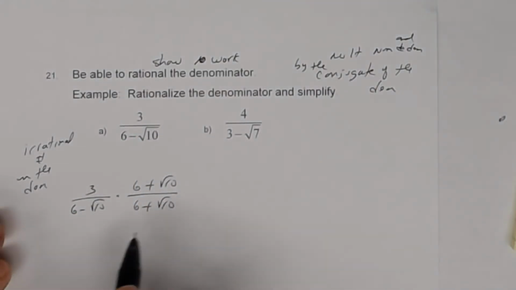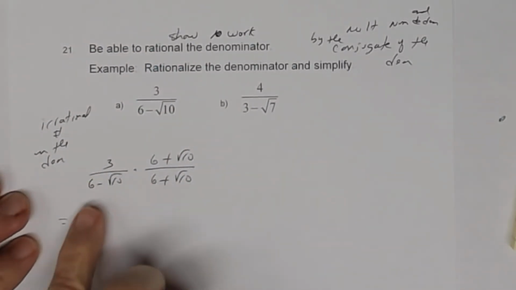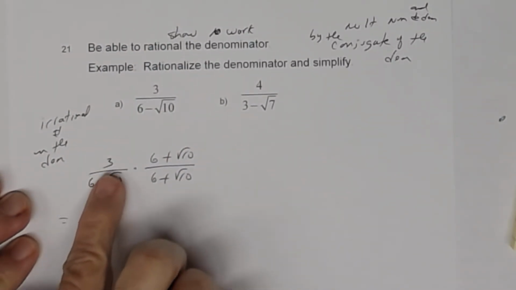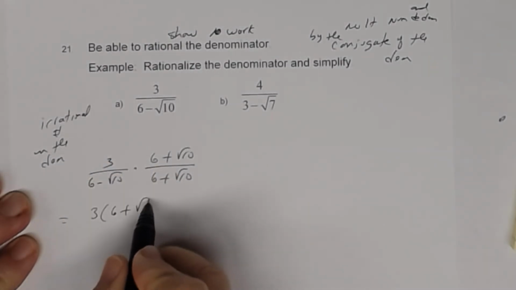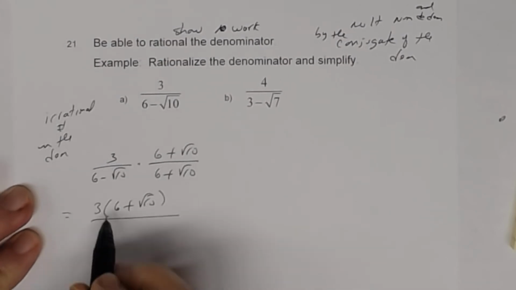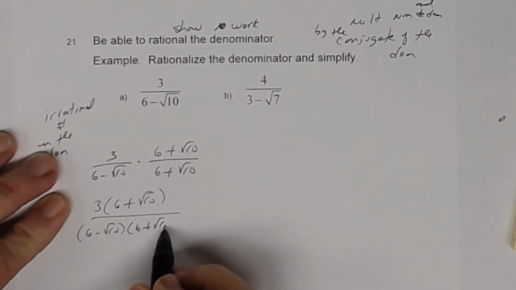All right, now listen carefully. So the best thing to do at this point is to rewrite this as one fraction now. So you have two fractions. So I get 3 times 6 plus the square root of 10 in the numerator, and then 6 minus the square root of 10 times 6 plus the square root of 10 in the denominator.